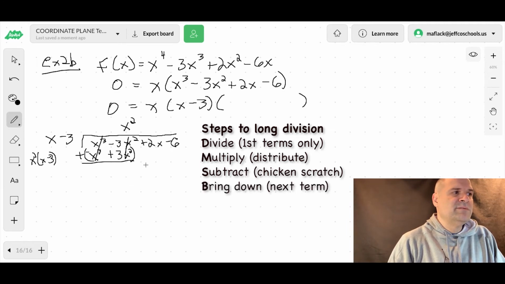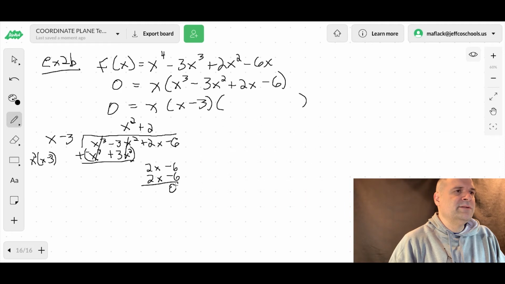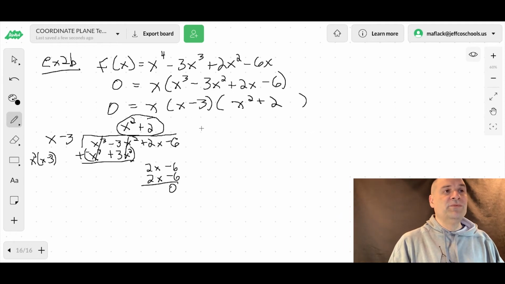So now instead of just bringing down one term, we have to bring them both down. Now we're dividing. Go back, divide again. 2x divided by x is 2. Now multiply, distribute, 2x minus 6. So you get a 0 remainder, and this is our mysterious other factor. So now we have x squared plus 2. So now you have 3 factors.